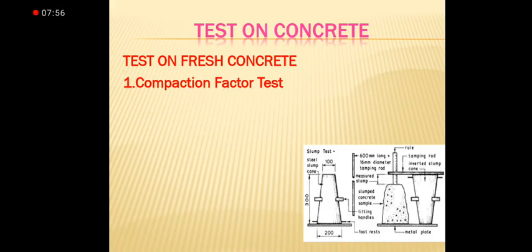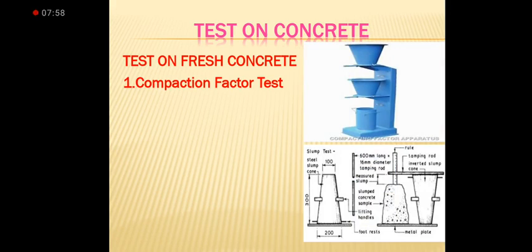First one, compaction factor test. The first figure which you are seeing blue color, that is compaction factor. Here we are having two hoppers and a cylinder. We grease all the three parts, then apply the concrete on the top hopper, open the shutter below the top. The concrete will fall down in the second hopper. Open the shutter of the second and the concrete will fall down in the cylinder. Weigh it, apply the formula, you'll get the compaction factor value.